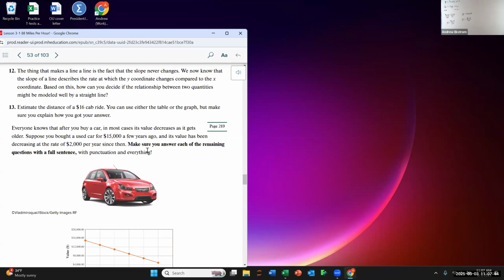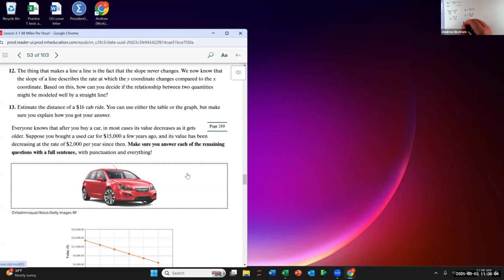So what's the function going to be here? In this case, b is actually going to be $15,000. And because this says decreasing here, m is going to be negative 2,000. So according to this, the value of your car is going to be negative $2,000 per year, plus you're starting with whatever you originally paid for it. Okay.